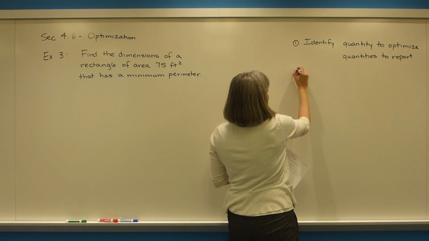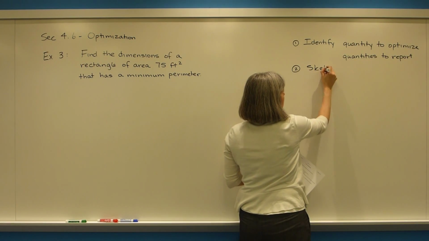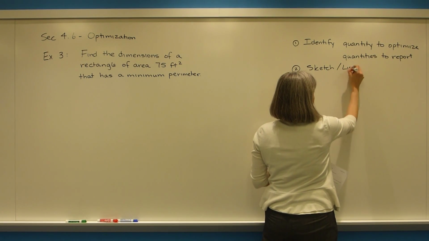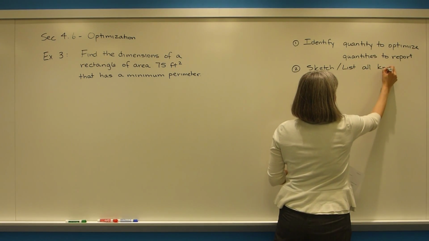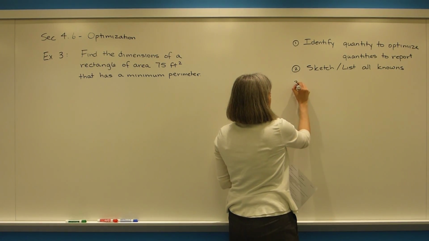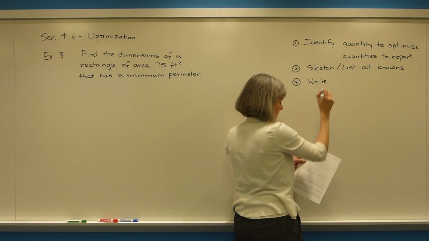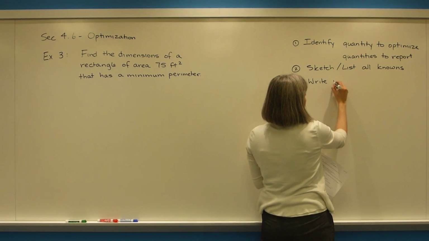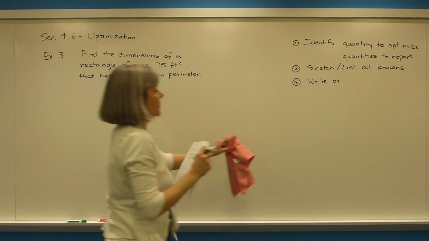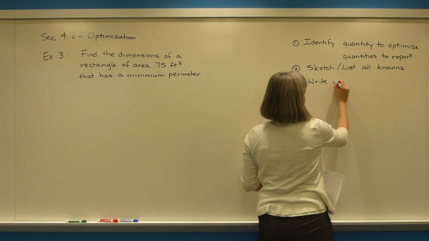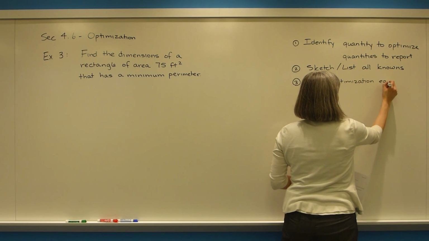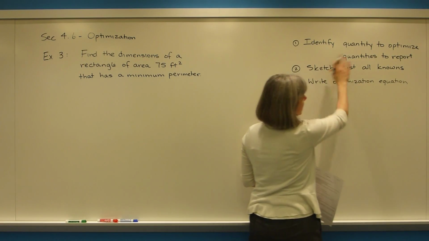So that's one. Two, if there's a sketch you can draw that will help you, please sketch and or list everything that you know. That's good to have anytime you look at a word problem. The next thing we're going to do is to write what I'll call the optimization equation. And so this pertains to whatever you're trying to optimize.